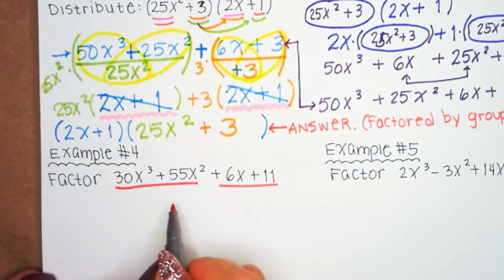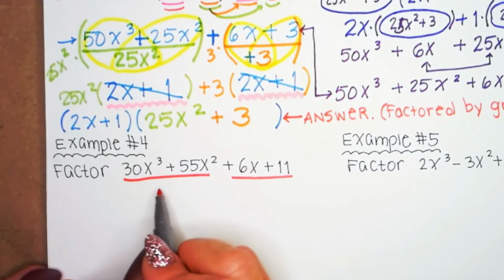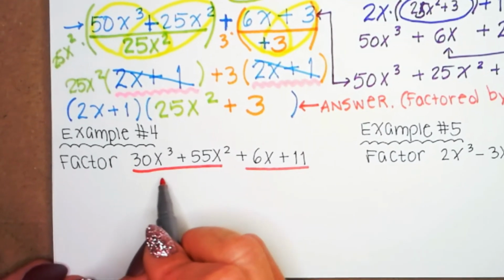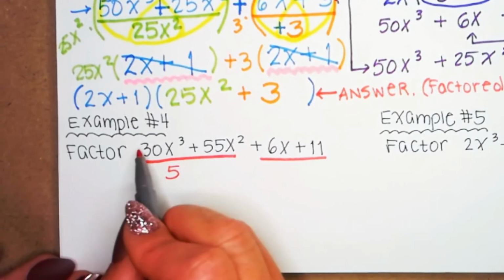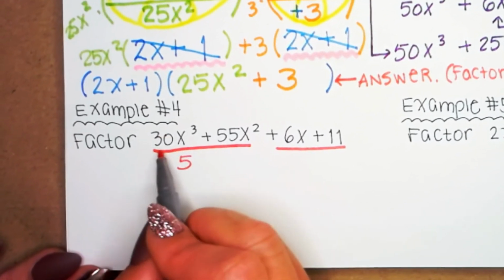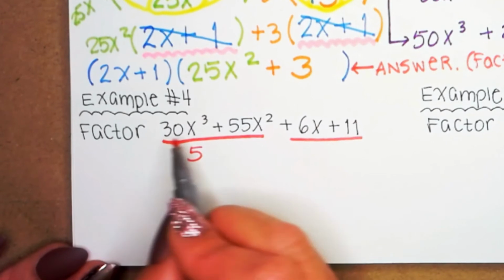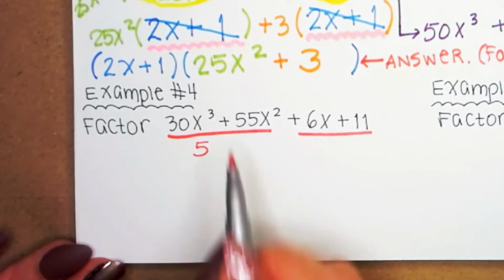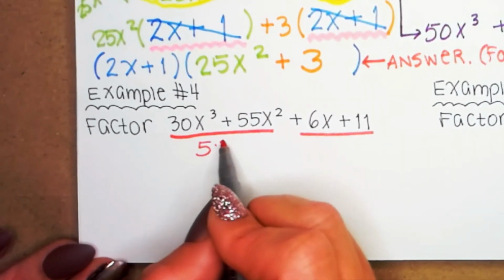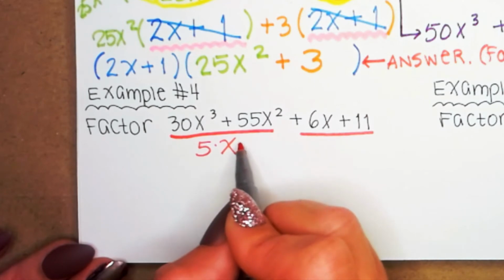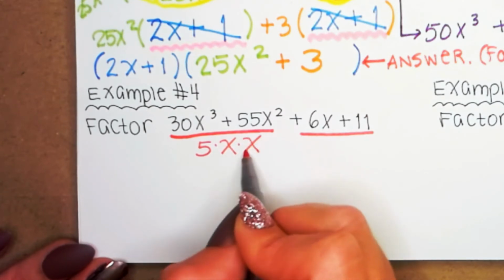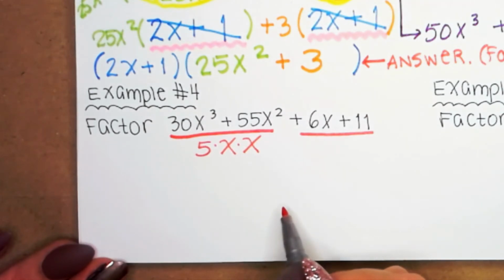30 and 55. The largest number they both have in common is 5. This is 5 times 6, or 5 times 2 times 3. This is 5 times 11. The greatest common amount of x would be x to the second power, or x times x.